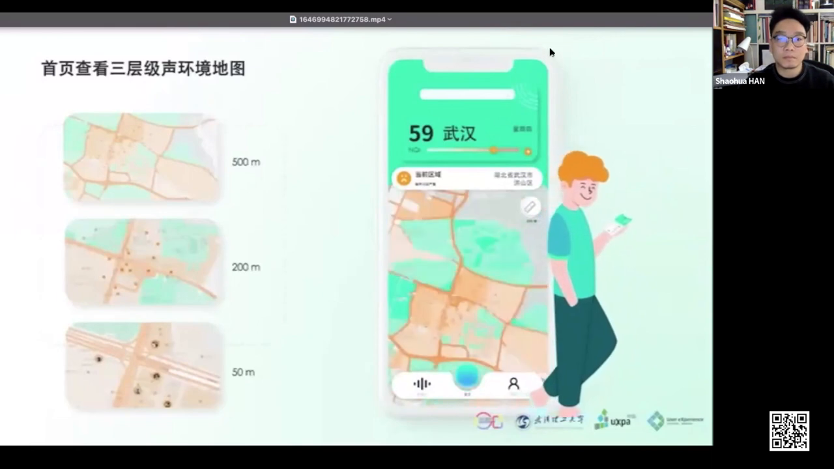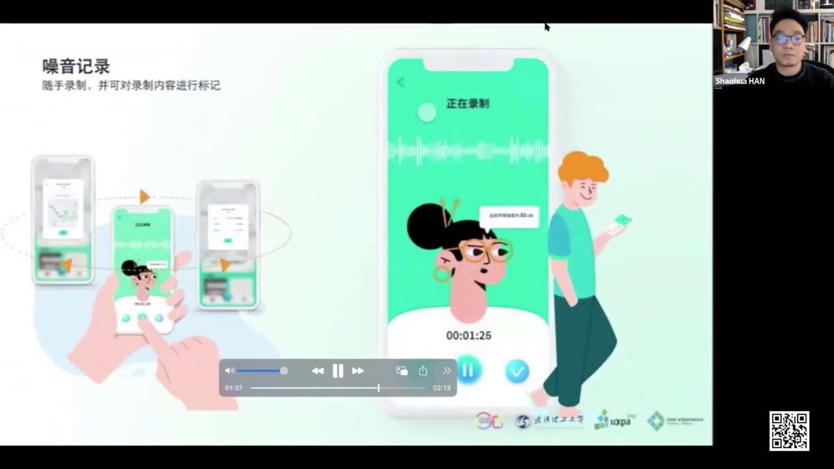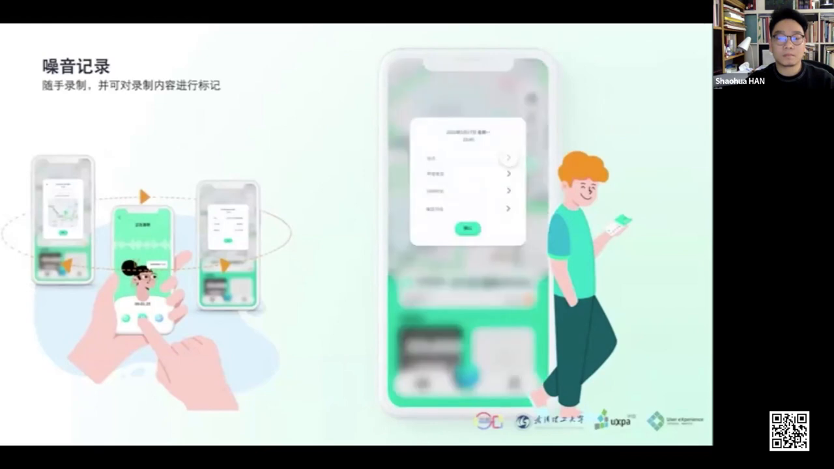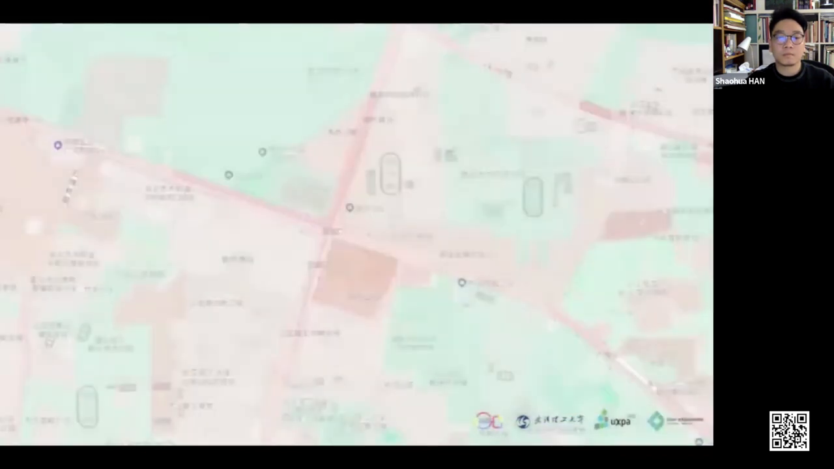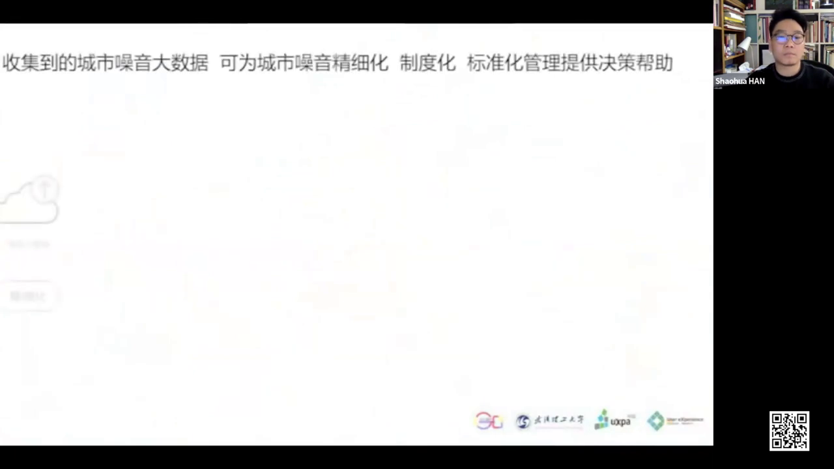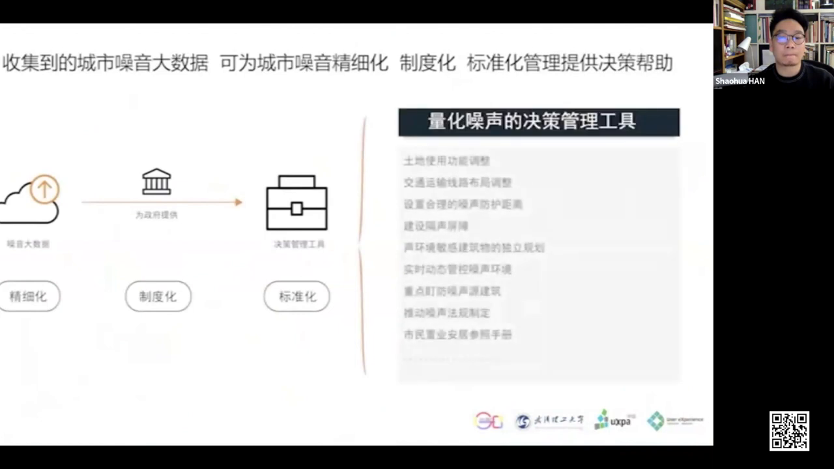Users can view the sound environment map of their mobile phone location through the home page of the app, and user contribution points can be displayed in the enlarged map. Users can use the app to record the noise at any time and anywhere, displaying the decibel value of the noise synchronously. After recording, they can upload the noise content, on-site photos, and mark the recording location. As more and more people get involved in sound recording, the noise map will become richer and richer. It will provide refined, institutionalized, and standardized decision-making help for urban noise management, making our homes more environmentally friendly.